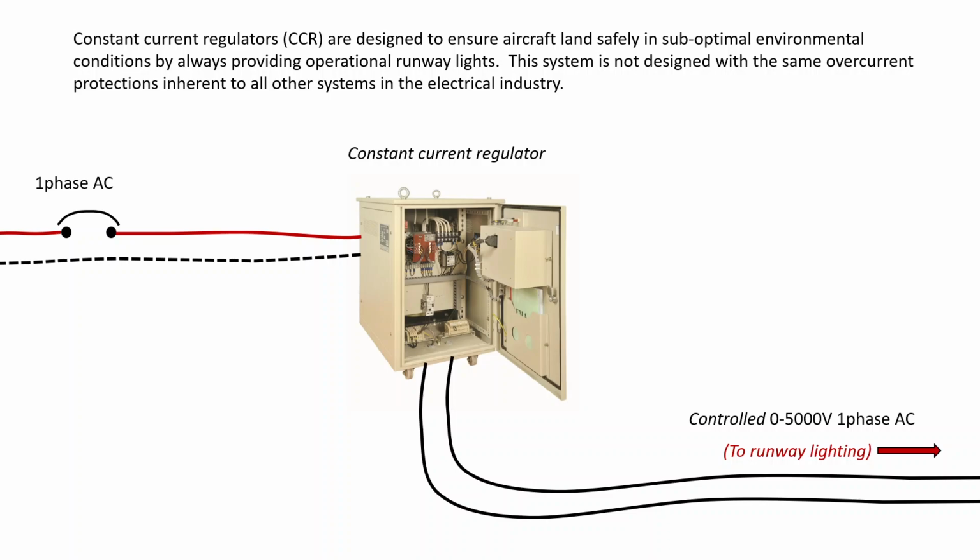Now, constant current regulators, or CCRs, are designed to ensure aircraft land safely in suboptimal environmental conditions by always providing operational runway lights. The system is not designed with the same overcurrent protections inherent to all other systems in the electrical industry. And so the supply, where we power up the constant current regulator, that's obviously a typical feeder circuit, like up here. That's simply supplying power to the CCR. But the output side of the CCR is a different story. There is no overcurrent protection on these wires.